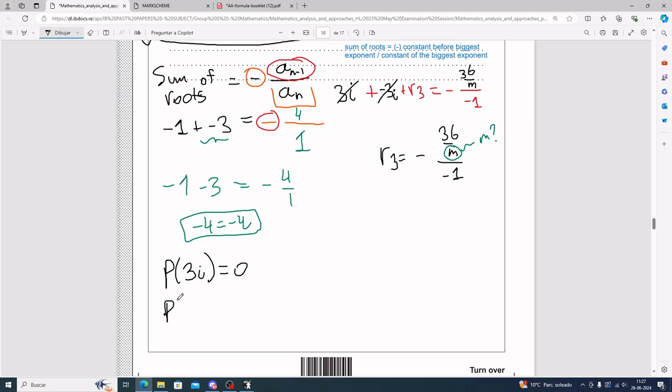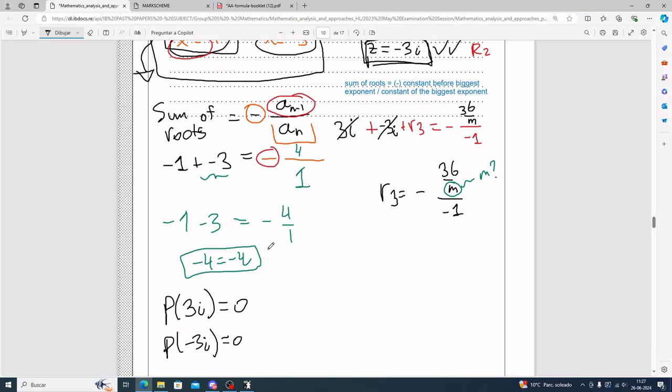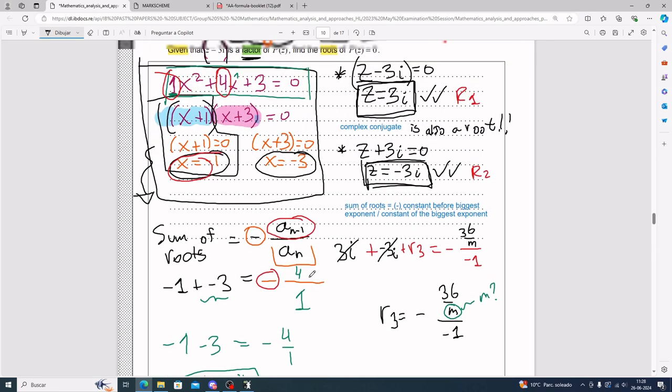You can also say that -3i has to equal 0. They're both going to work. So both of these are an approach in order to find m. I'm going to choose the one up top because I want to, but they both work, okay? Now, why would this help you find m?